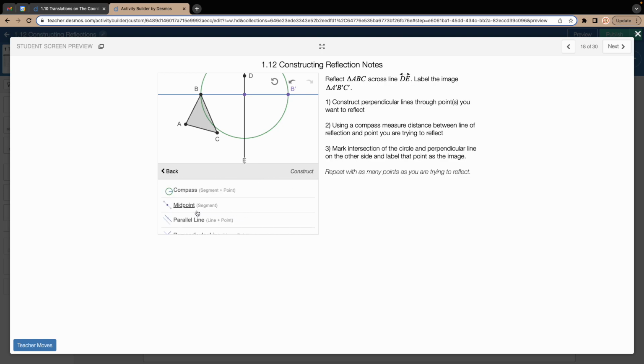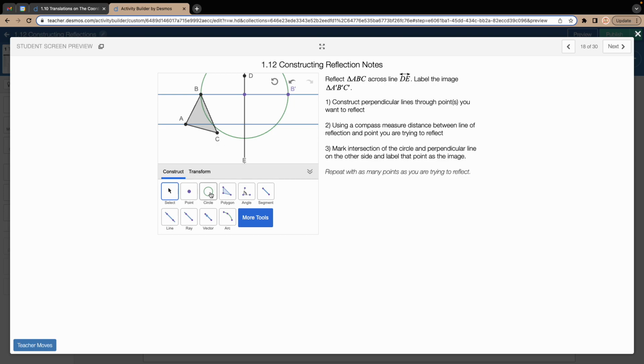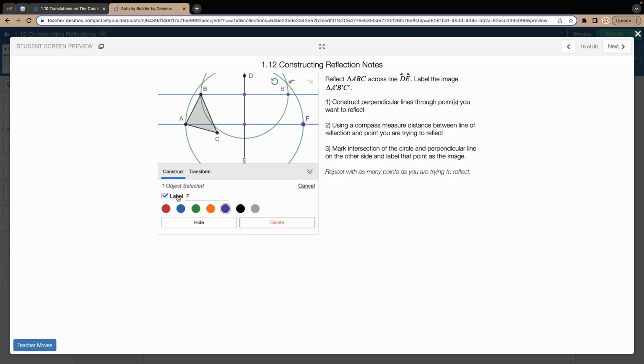Then we want to do the same for A and for C. So I'm going to make a perpendicular line. I want it perpendicular to this, through A. And then I want it to be the same distance to the other side. So to measure distances, we use circles. I want to go from the center to the edge to the other side. There's point A, so we'll call that A prime. And then the last one, point C, same thing.